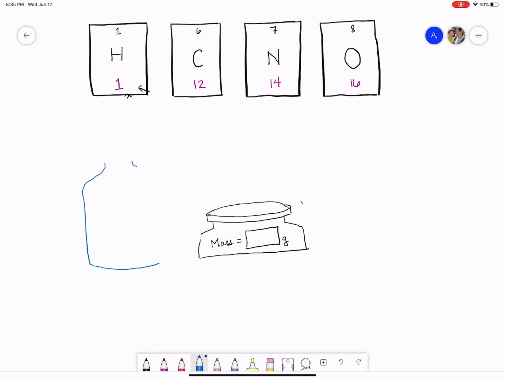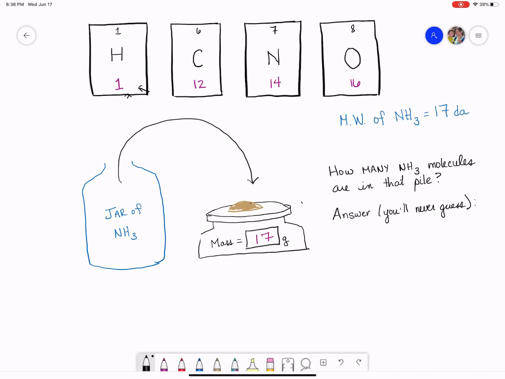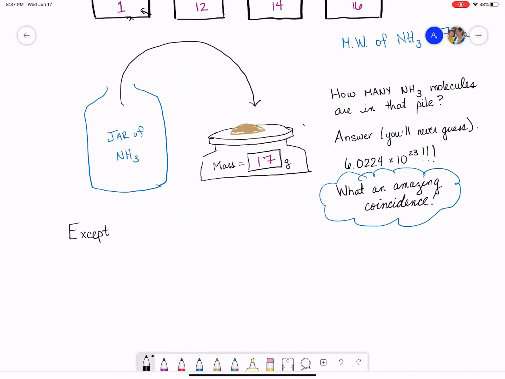Interesting. Let's say that I were to take NH3, and I know the molecular weight of NH3 is 17. Let's say I were to weigh out 17 grams of NH3. Well, guess what? I would have 6.02214 times 10 to the 23rd power of NH3 molecules in 17 grams of that substance.